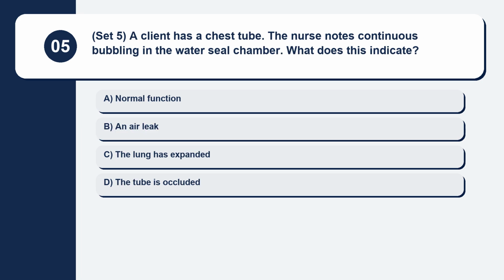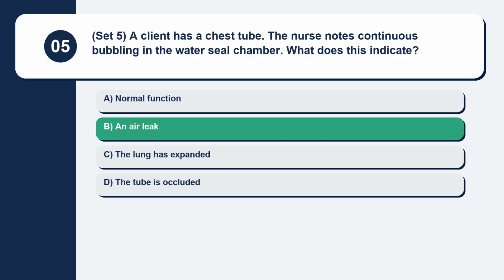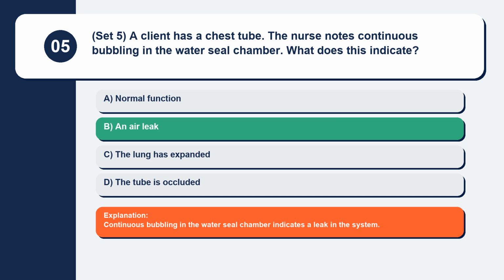Question 5, Set 5. A client has a chest tube. The nurse notes continuous bubbling in the water seal chamber. What does this indicate? Normal function. An air leak. The lung has expanded. The tube is occluded. Continuous bubbling in the water seal chamber indicates a leak in the system.